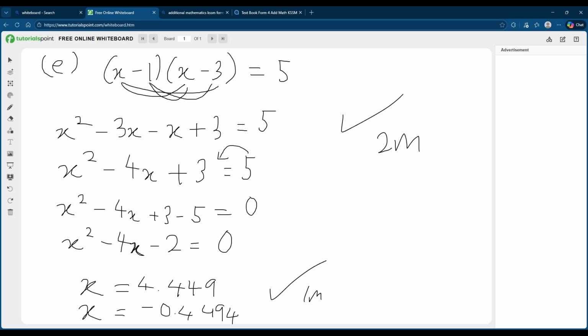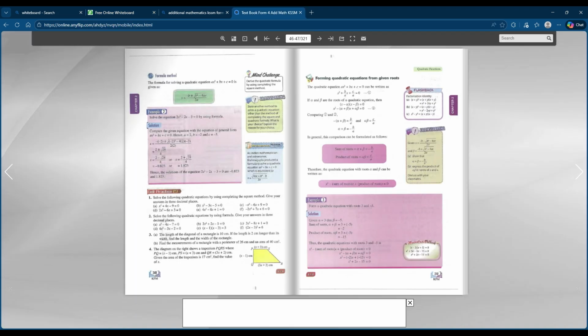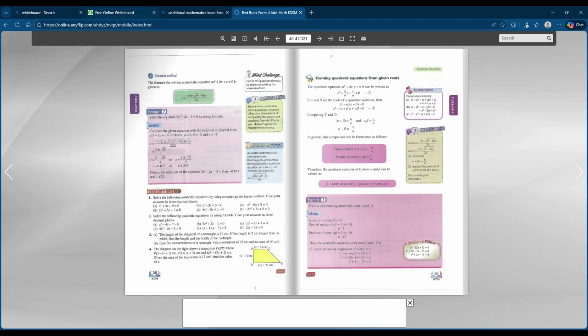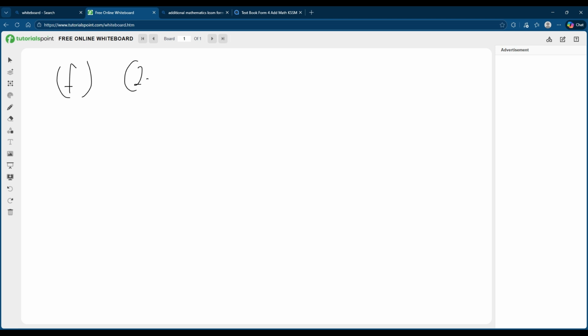Okay, let's move on. Next question, we do question F. It looks a bit difficult. What is it? 2x minus 3 in brackets squared equals to 6. How do we do this? Students, why does the bracket now have a square? It means this bracket is times 2: 2x minus 3 times 2x minus 3.